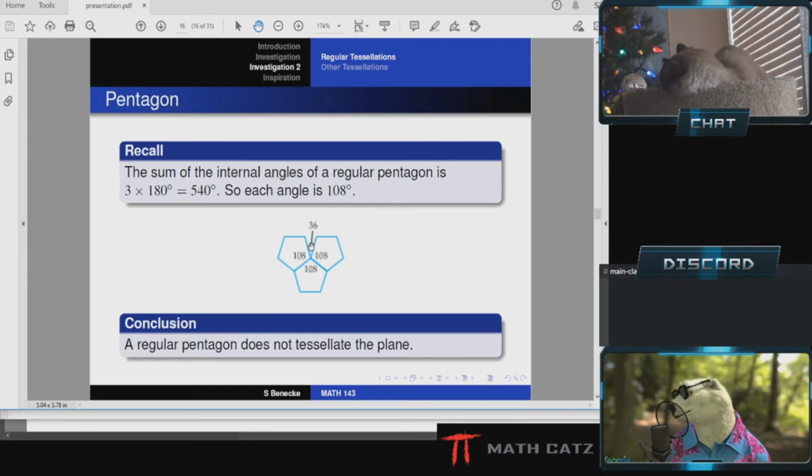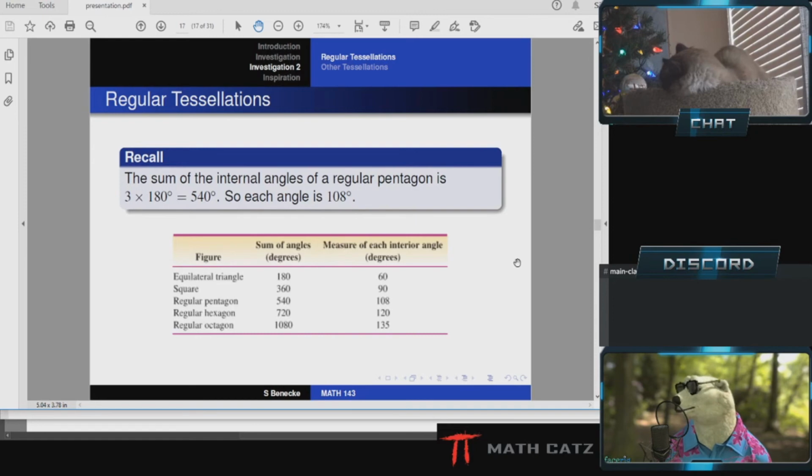So that concludes, okay, the pentagon can't be used on its own, fine. But it also leads me to the requirement for a regular polygon to work in this manner. That when I attach them, I have to have no gap. So the interior angles have to add up to 360 degrees. And because I know the interior angles, I can figure out which ones would work.